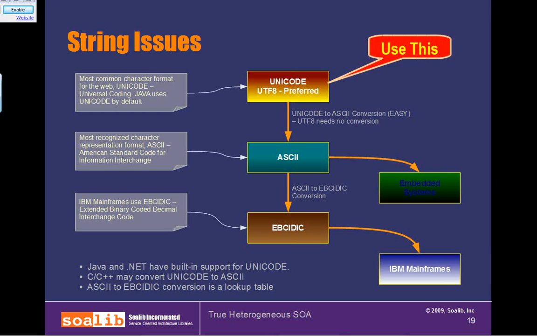IBM mainframes use EBCDIC. EBCDIC is another encoding standard other than ASCII, which IBM has used throughout all its mainframes from the 60s. Let's say that a service returns a string represented in ASCII, which is consumed by an IBM mainframe. So what happens? The generated proxy is not aware of the data format. When a proxy is generated, the proxy does not know what kind of strings the service is going to return. And that's why there is no additional processing within the proxy itself.